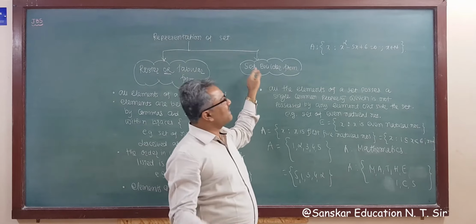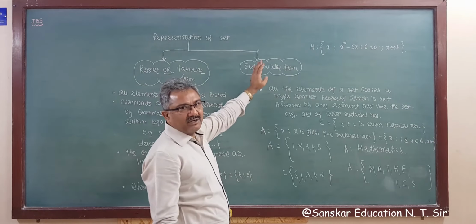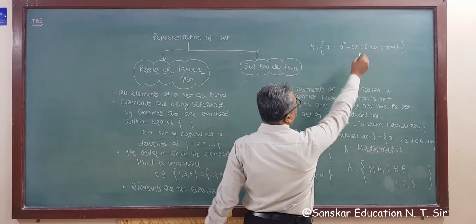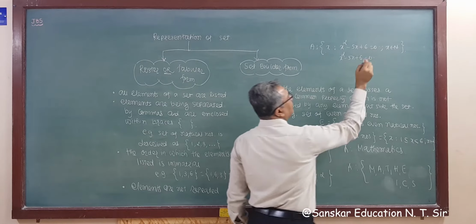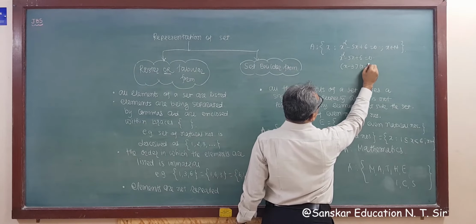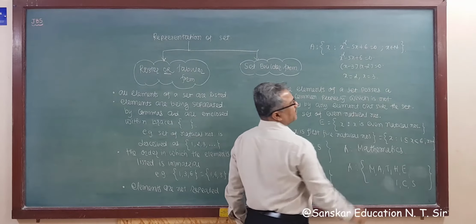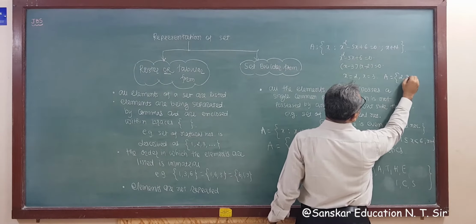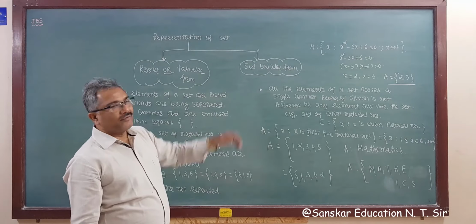If you want to express this set from set builder form to roster form, you have to factorize this quadratic equation. The factors are x minus 3 and x minus 2, equal to 0. So x equals 2 and x equals 3 are the possible values. That is, set A contains two elements, 2 and 3. This is the roster method from the set builder form.